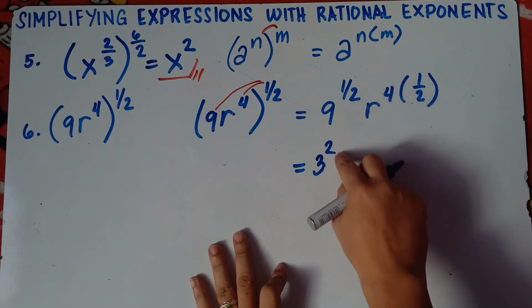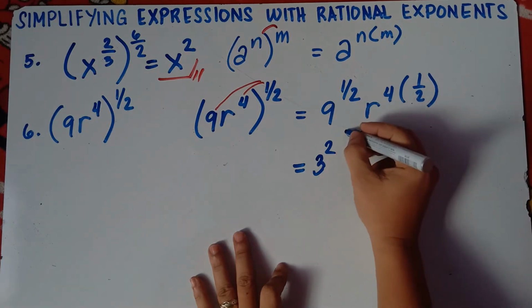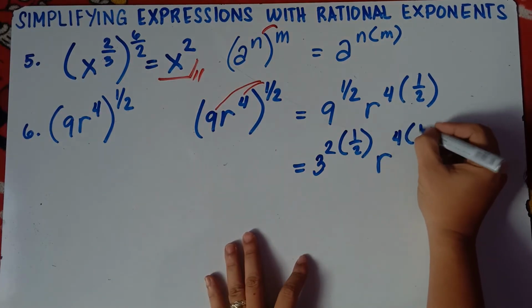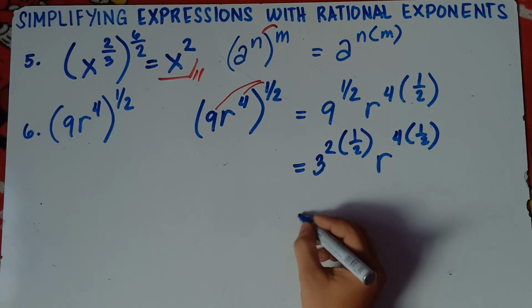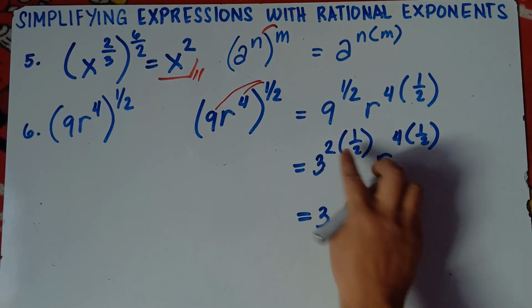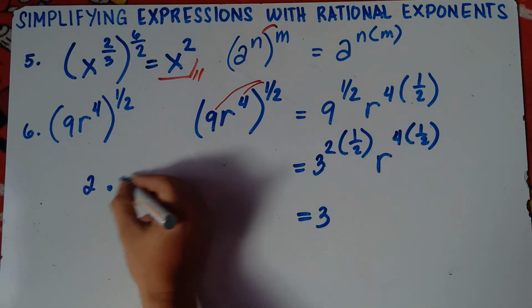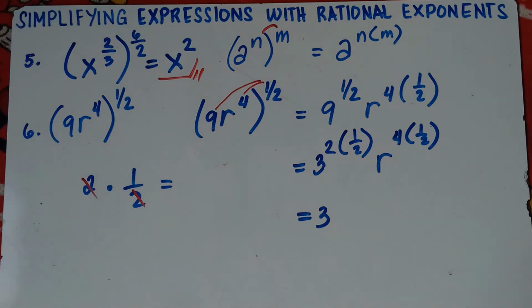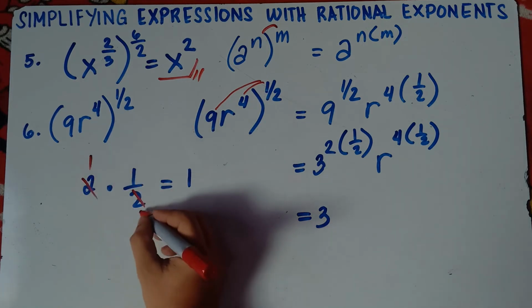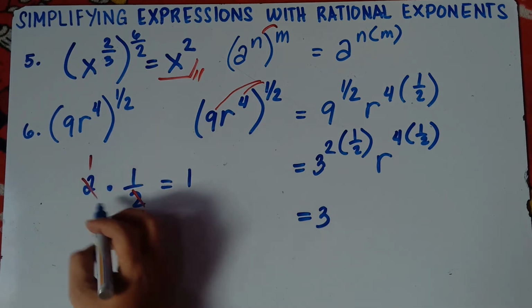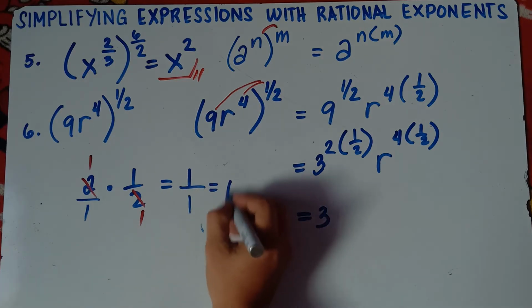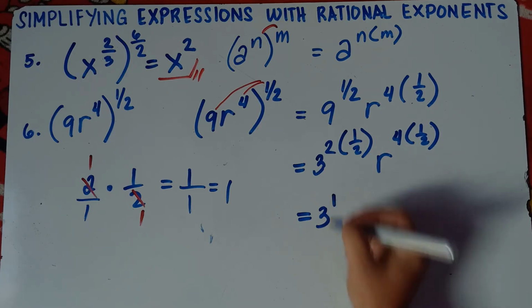So this 1/2, you multiply it by this exponent 2, so that will be times 1/2. Then r raised to the power of 4 times 1/2. Copy 3, then multiply the exponent, 2 times 1/2. Of course, you can cancel this out, because 2 divided by 2 is 1. Understood that there's a 1 here. 1 times 1 is 1, 1 divided by 1 is 1. So that will be 3 raised to the power of 1.